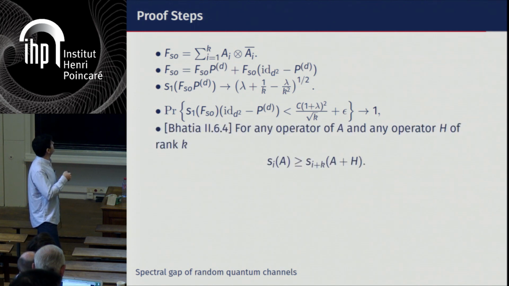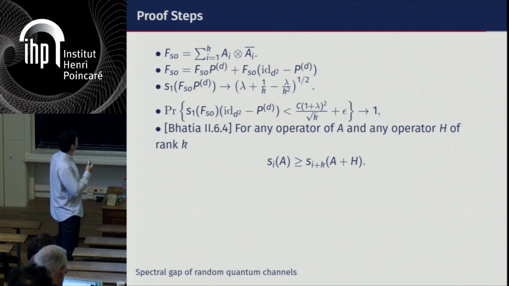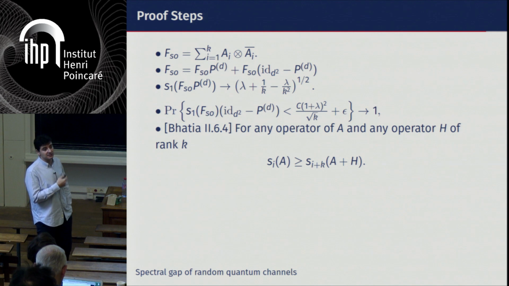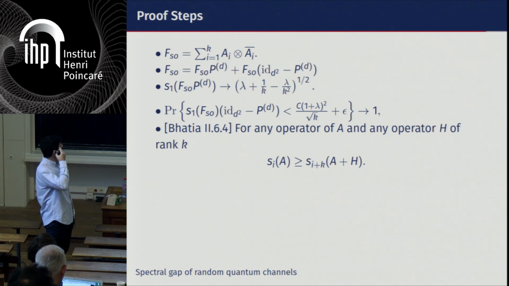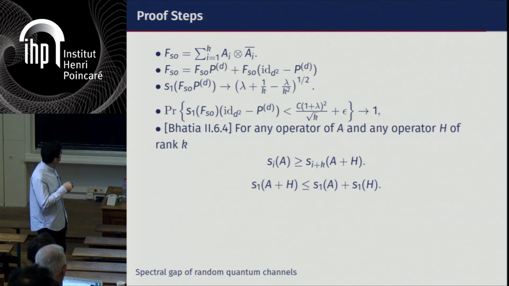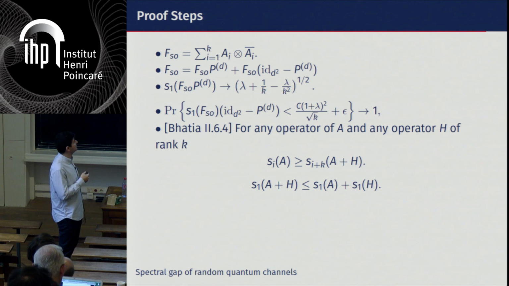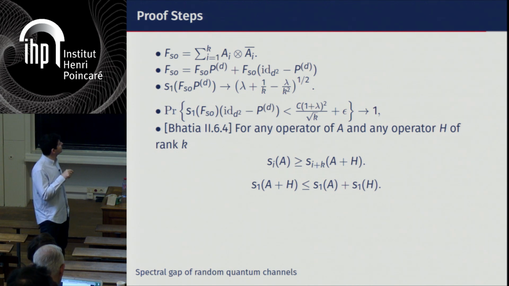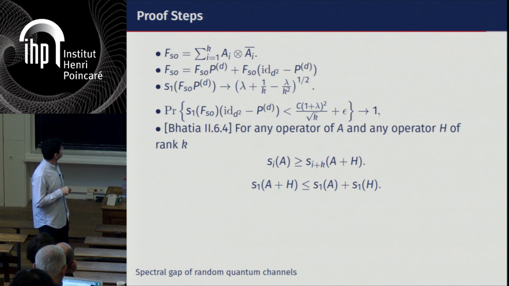So once we have this, we just have to apply the well-known inequalities between the singular values of an operator that is the sum of two operators. For example, for this one and the other one, the first singular value of the sum is less than or equal to the sum of the two, nothing too complicated. That's why the bounds are not so good.